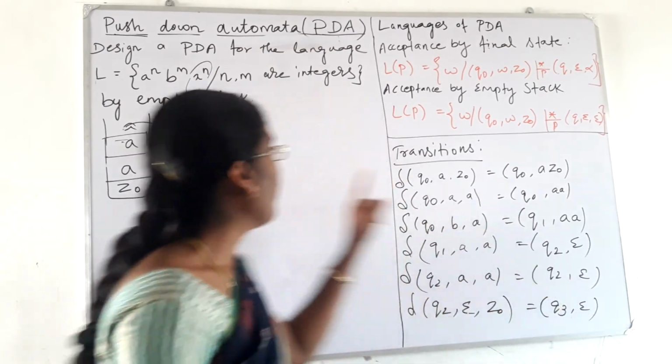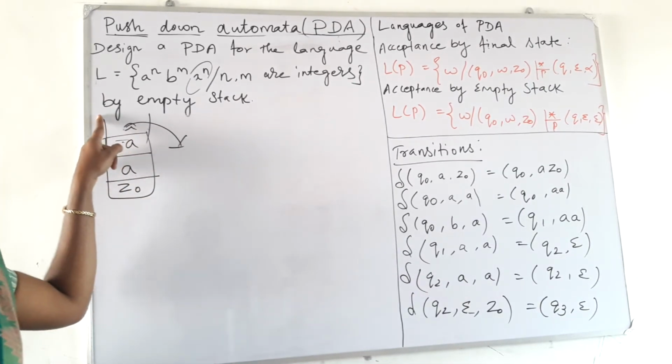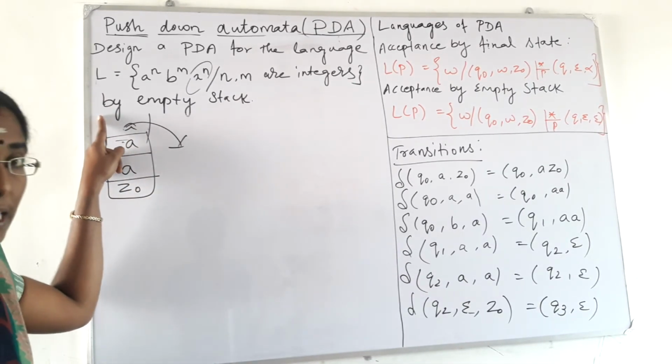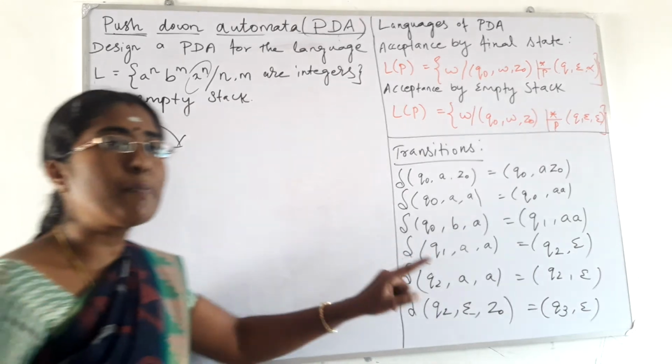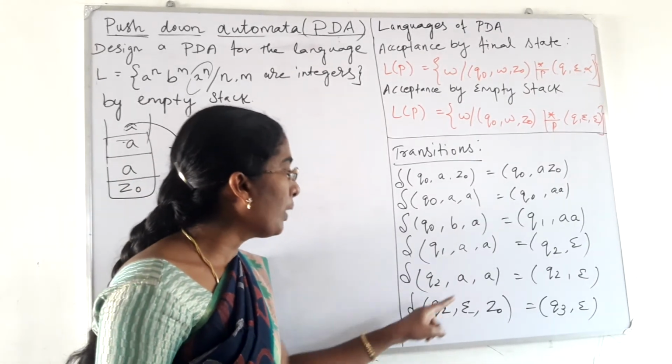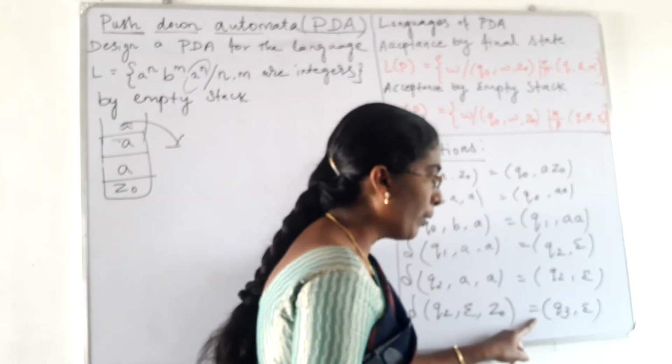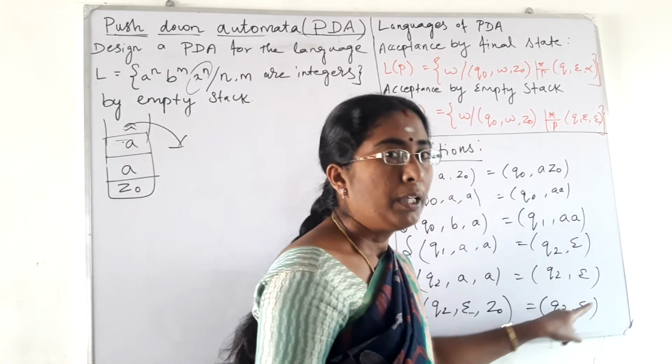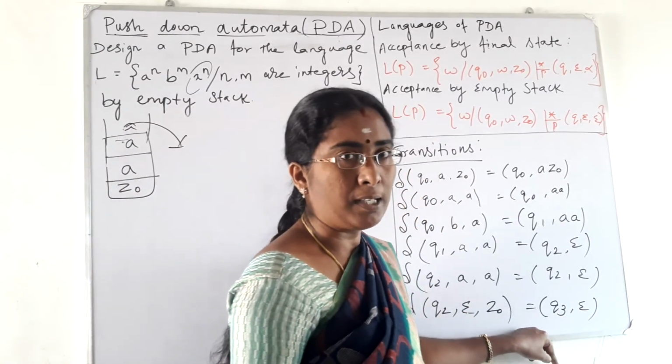Here we mentioned in the question to create the pushdown automata by using empty stack. That is, at last we have to empty the stack for the acceptance condition. So Q2 comma epsilon comma Z0 is equal to Q3 comma epsilon. Here Q3 is called the final state.